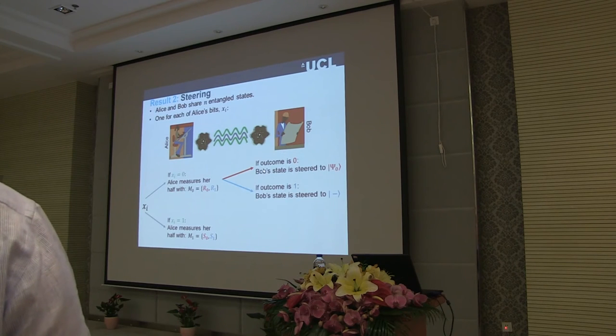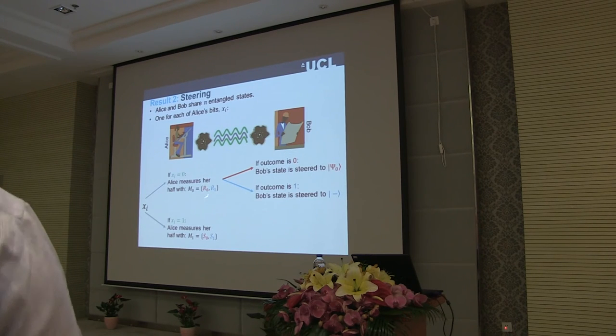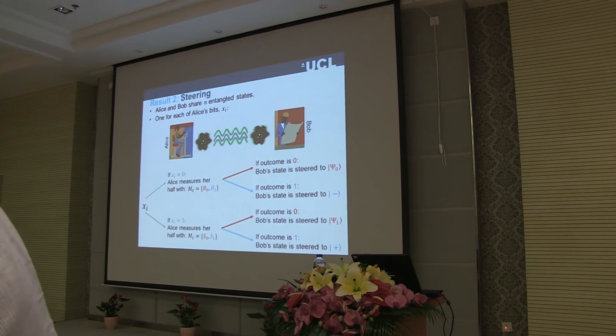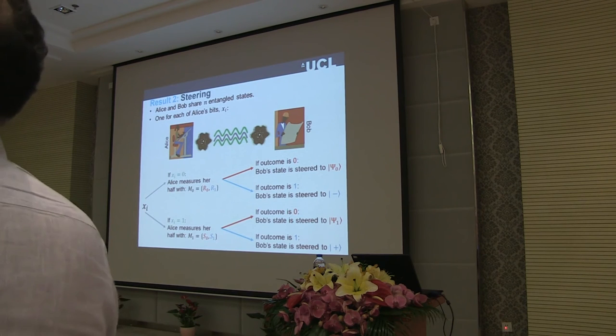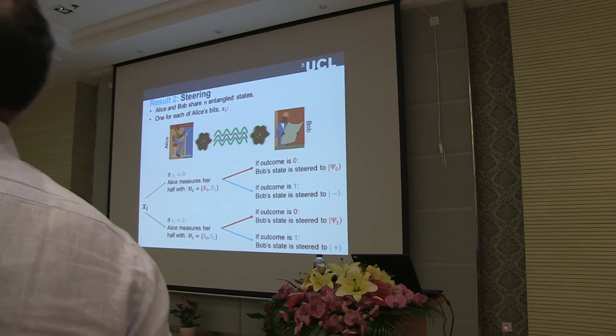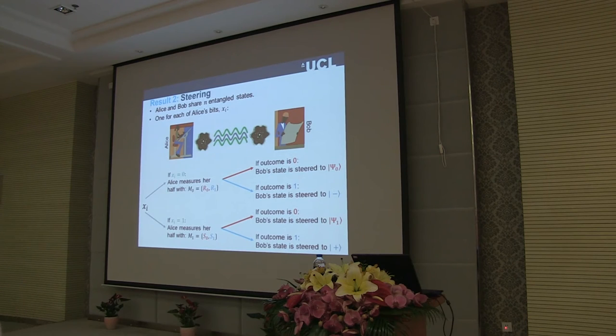The property of this measurement is, if the outcome is 0, Bob's part of the state is steered to psi 0, and if the outcome is 1, Bob's part of the state is steered to minus. Similarly, with the other measurements, if the outcome is 0, Bob's part of the state is steered to psi 1, and if the outcome is 1, Bob's state is steered to plus. So this is a kind of steering measurement. You do a measurement on this side, and depending on the outcome, psi 0 or plus appears, or psi 1 or minus.